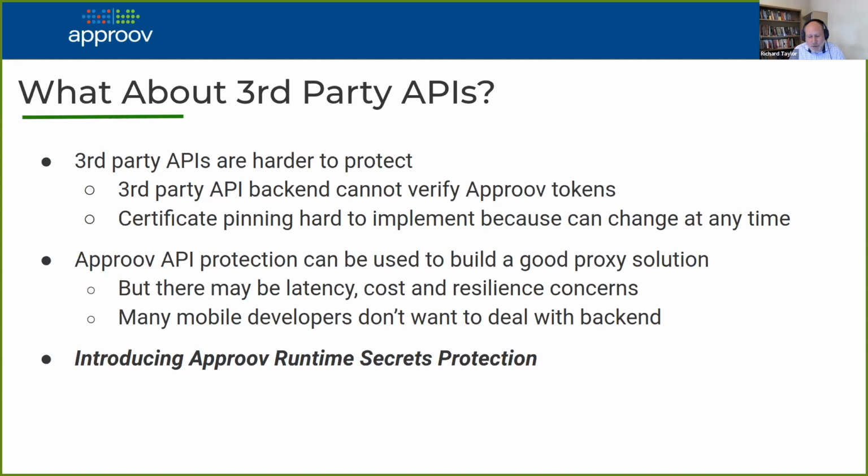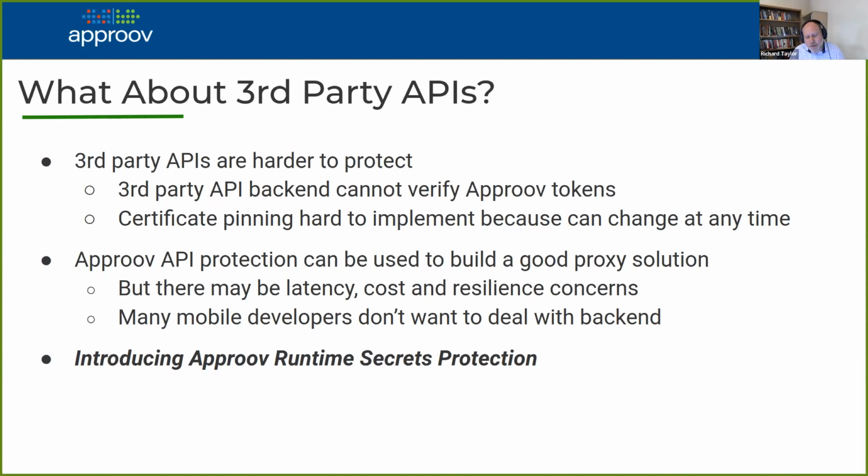So we have various customers who've taken Approve, and they've used it also, as well as protecting the first party API, also as a kind of proxy solution. So one of the things you can do is you could use the Approve token to validate that the access is really coming from a correct approved app coming from the right environment, and then go out to third-party APIs. But of course, that does have the latency and cost and resilience concerns.